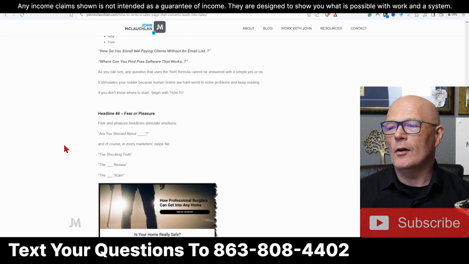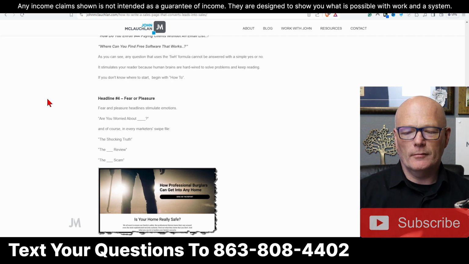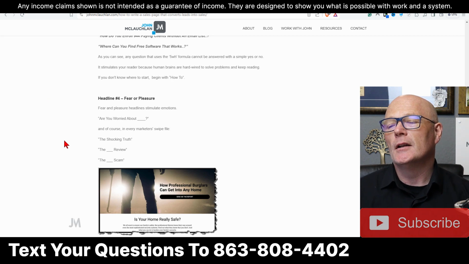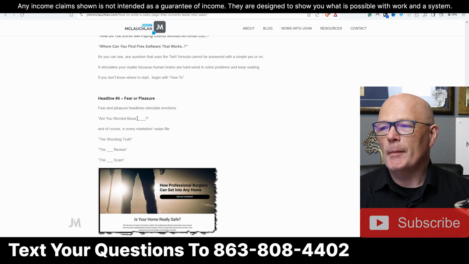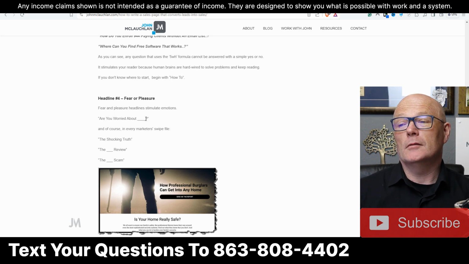So headline 4, or hook number 4, fear or pleasure. Now this is something that I always thought was going to end up drifting off, or fewer people would do, but it's still effective and people still do it. So are you worried about the financial crash? Of course, people say, yeah, absolutely, tell me more information.